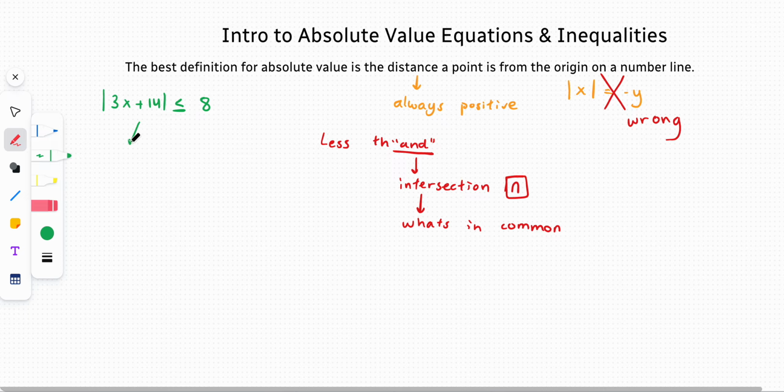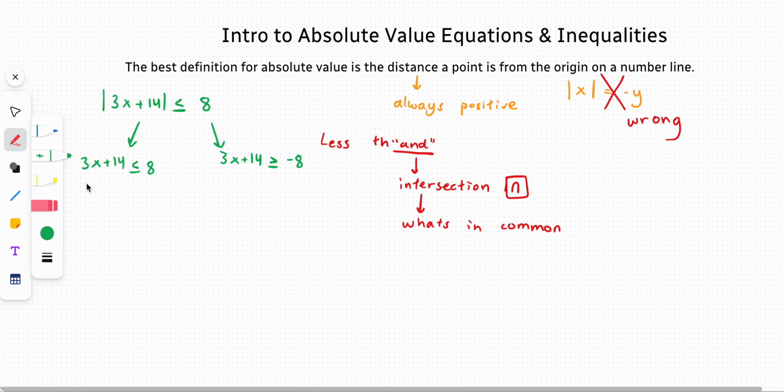equations. So we have our first equation, which is going to be 3x plus 14 is less than or equal to 8. And we also have 3x plus 14 is going to be greater than or equal to negative 8. Remember to flip the sign and change that into a negative 8.